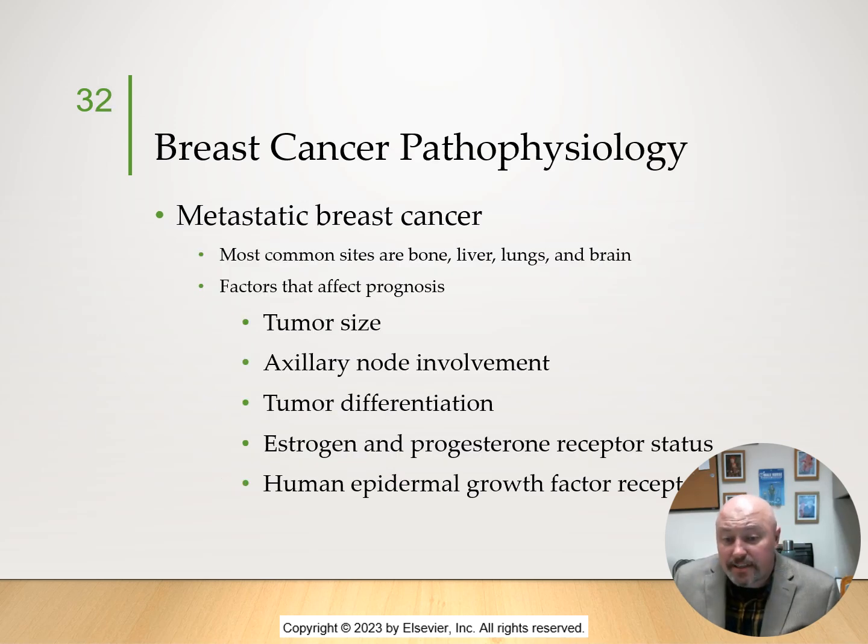In the cases of metastasis from breast cancer, the most common sites are bone, liver, lungs, and the brain. There are many factors that can affect this prognosis, everything from tumor size, axillary node involvement, tumor differentiation, and estrogen and progesterone receptor status.